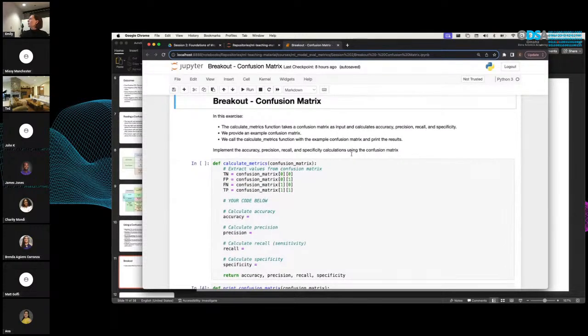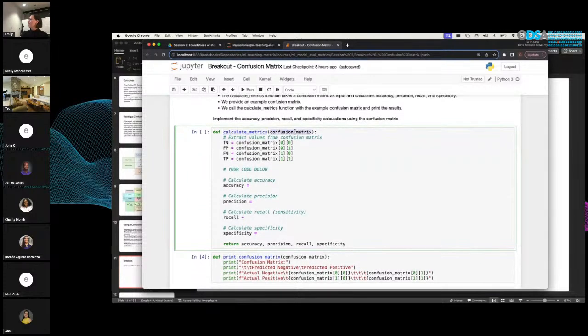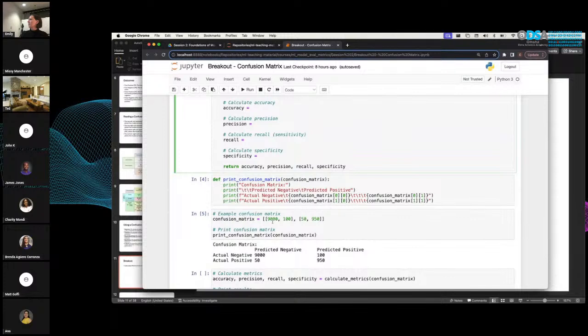In here, we have a function called calculate metrics, and it takes in a confusion matrix, where a confusion matrix is just a list of lists. The first value in the first list is going to be the upper left corner here, the predicted negative and actual negative. And then it moves through here: predicted positive, actually positive, predicted negative, actually negative, predicted positive, actually positive.